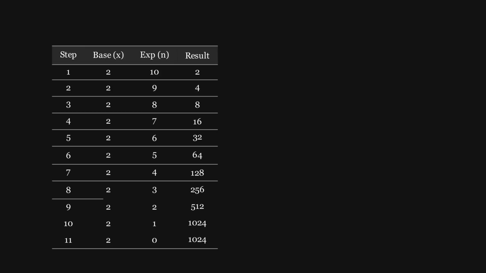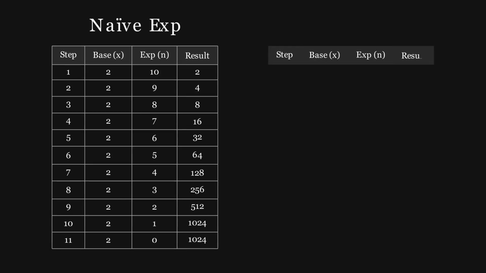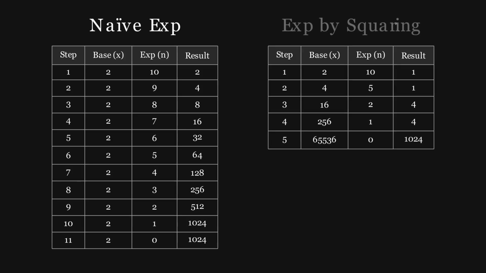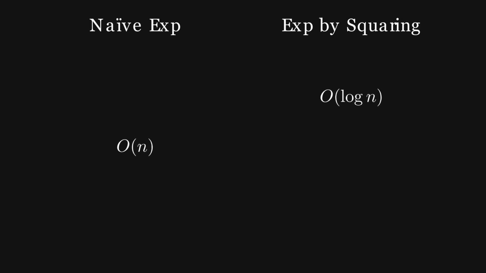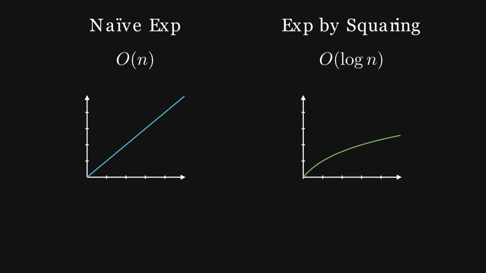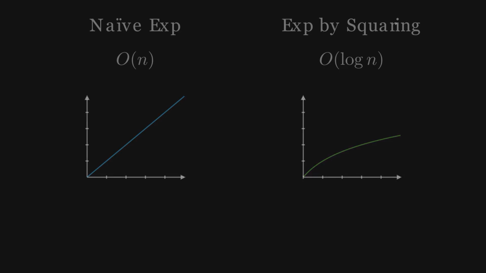Now let's compare the two methods side by side. Both computed 2 to the power of 10, but how many steps did each one take? Naive exponentiation: 10 multiplications. Exponentiation by squaring: just 4 multiplications. That's because naive exponentiation grows linearly. The bigger the exponent, the more multiplications you need. But exponentiation by squaring grows logarithmically, meaning it handles huge exponents much faster. That's why exponentiation by squaring is used in all programming languages for integers. It's exponentially faster and scales efficiently.